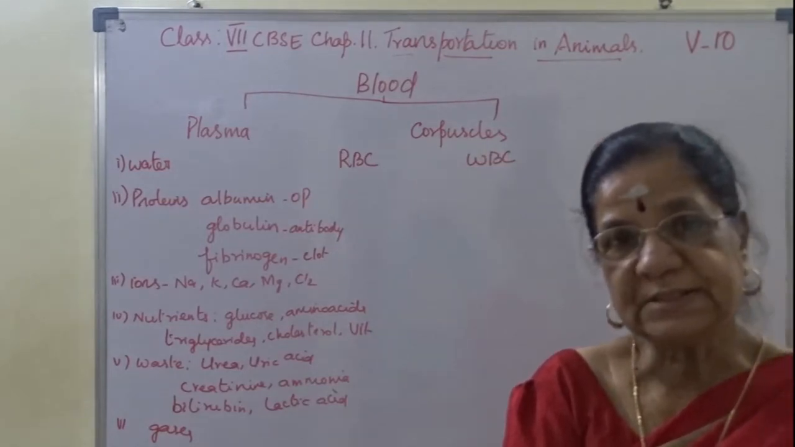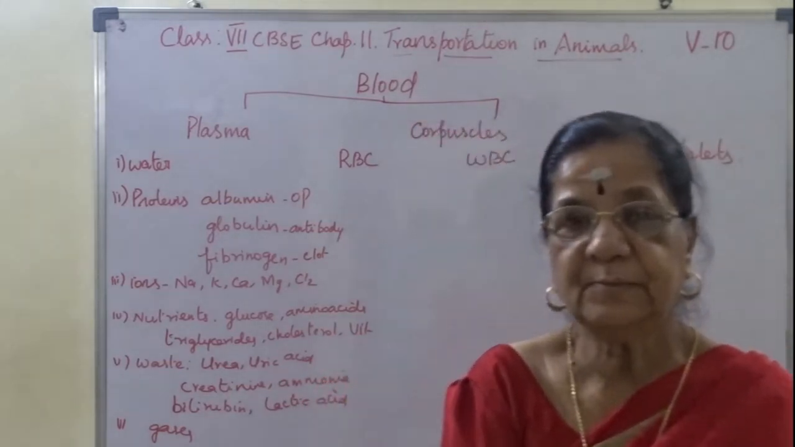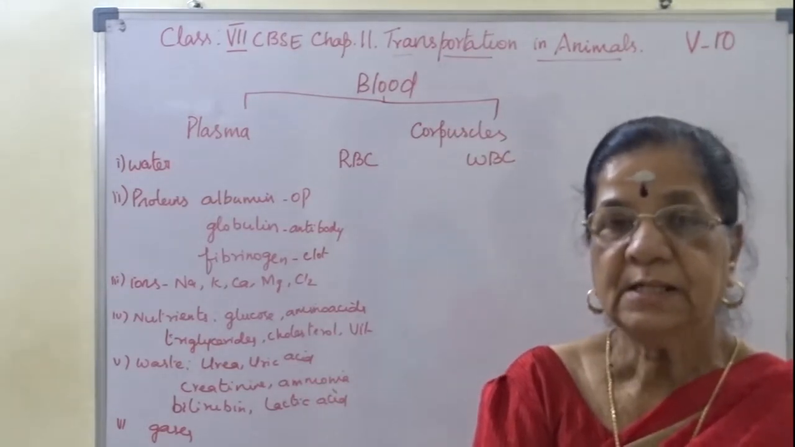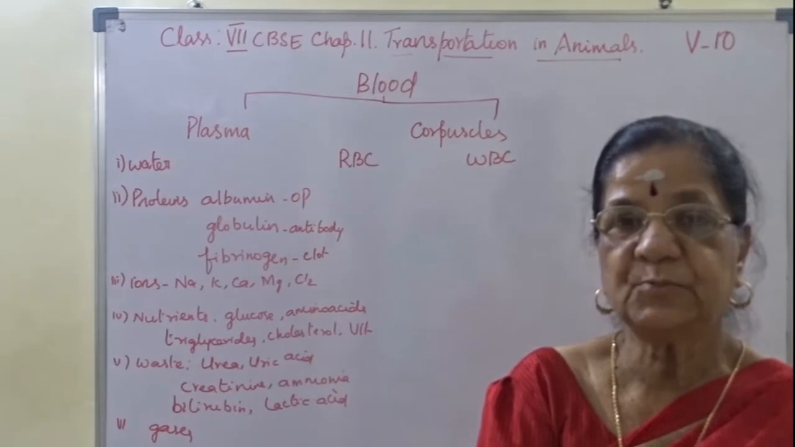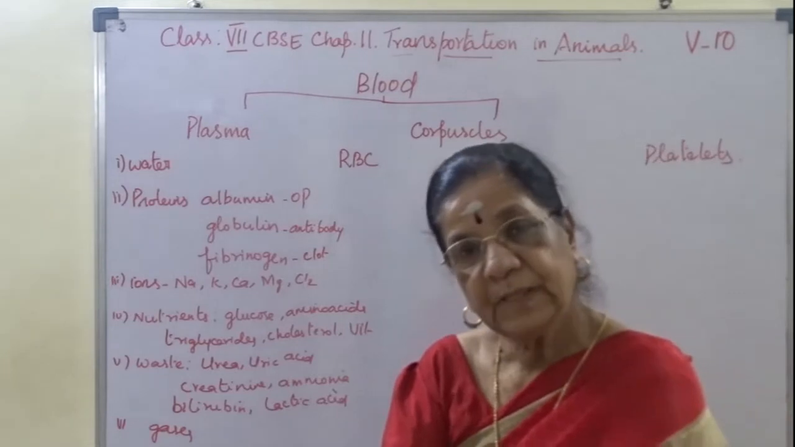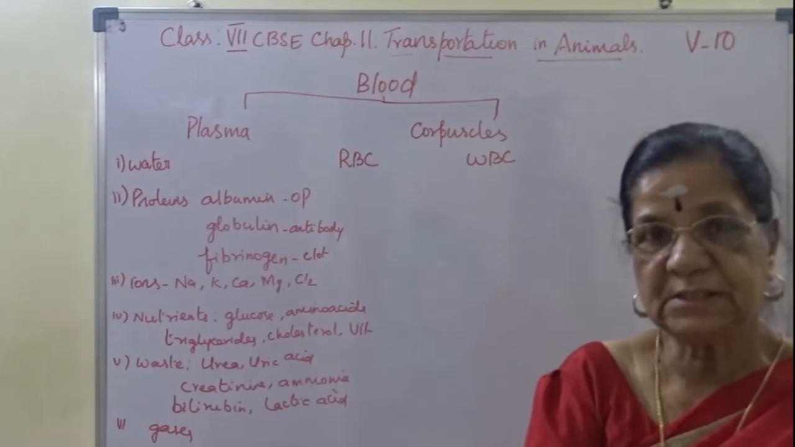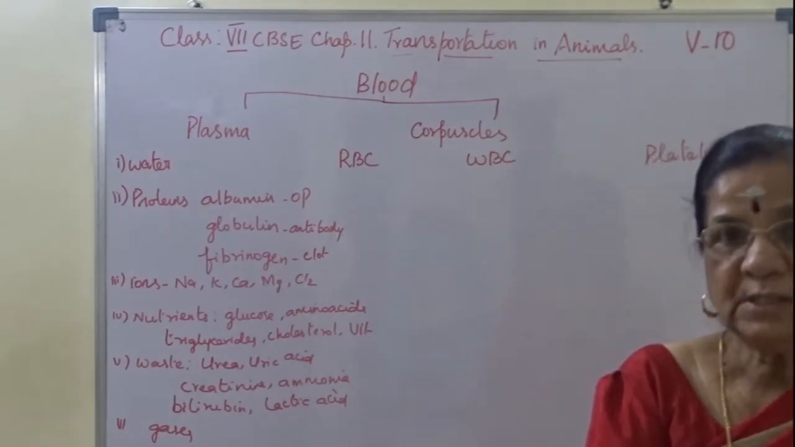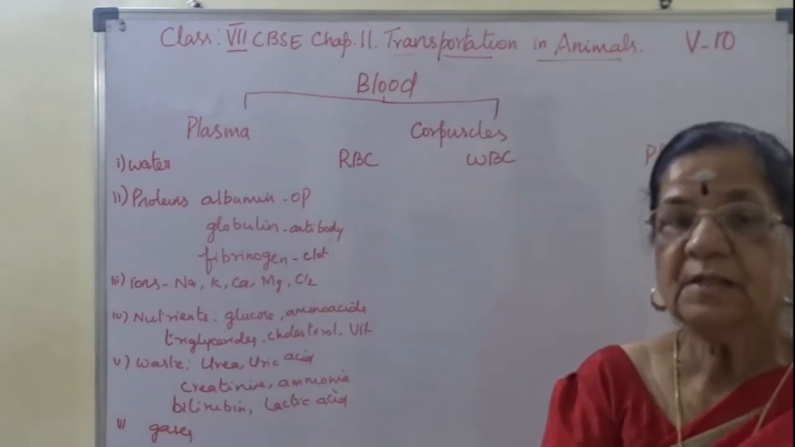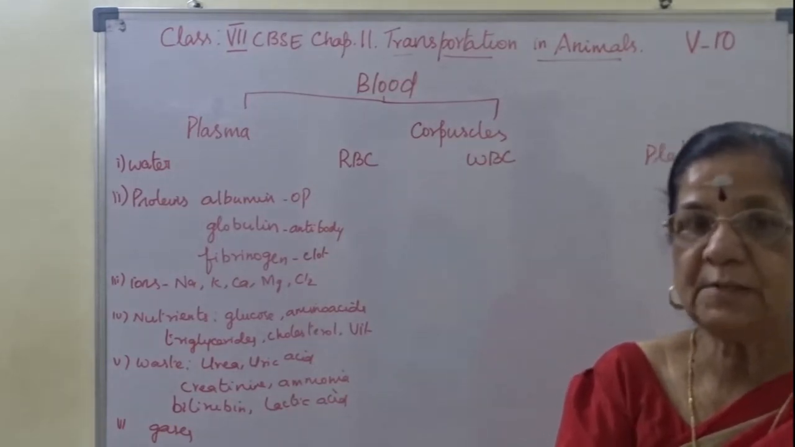I hope you remember this. And blood vessels: the aorta supplies blood to various parts of the body, and the vena cava, superior and inferior, collects impure blood from various parts of the body. The aorta branches into arteries, which in turn branch into arterioles. In the same way, the vena cava branches into veins, which in turn end in venules and capillaries. And then the functioning of the heart.